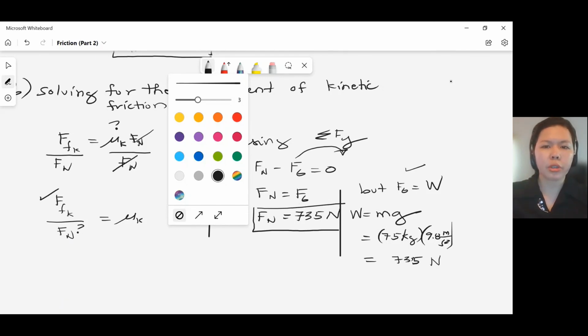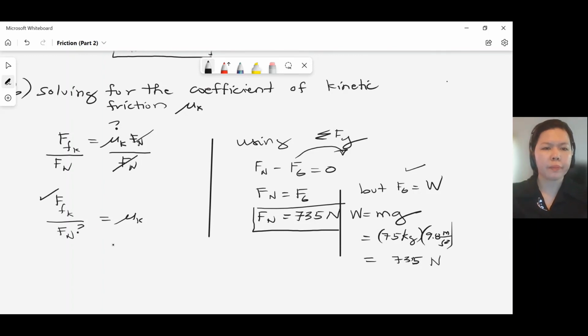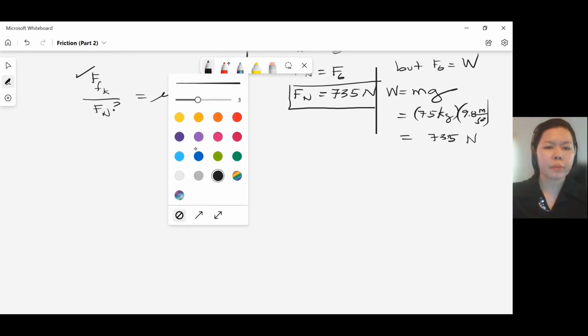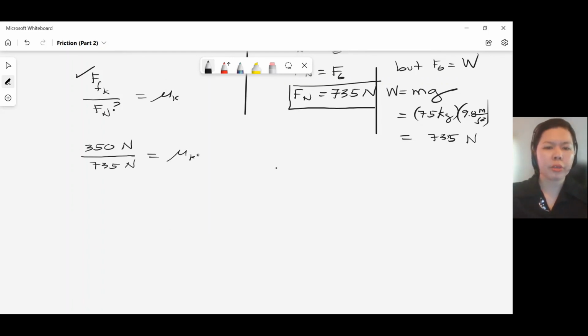Now use this in our equation on the left side to solve for mu sub K. We have solved for F sub N already. The F sub K that we obtained in letter A was 350 newtons, over F sub N, which is 735 newtons. This is our coefficient of kinetic friction, mu sub K. Newtons over newtons cancels, leaving us with 350 divided by 735. Using your calculator, you should get 0.48 as the mu sub K.